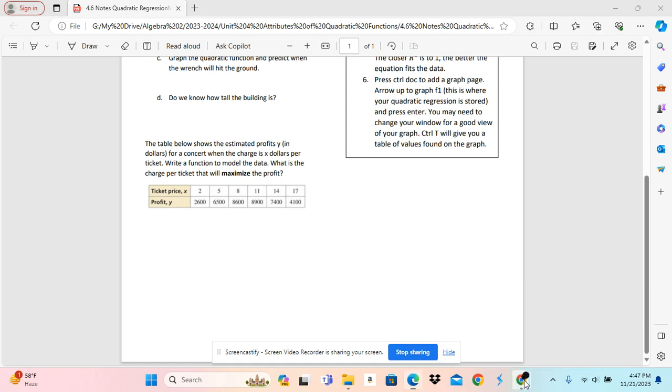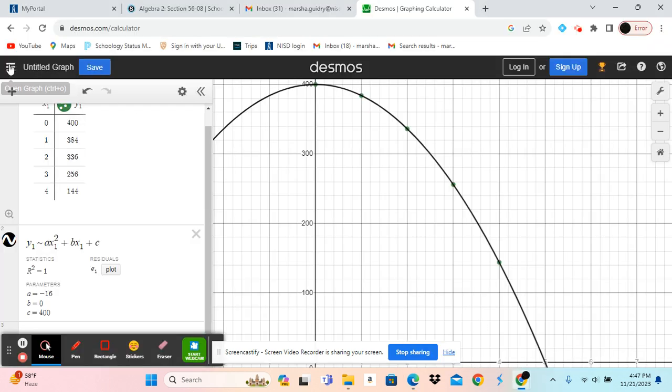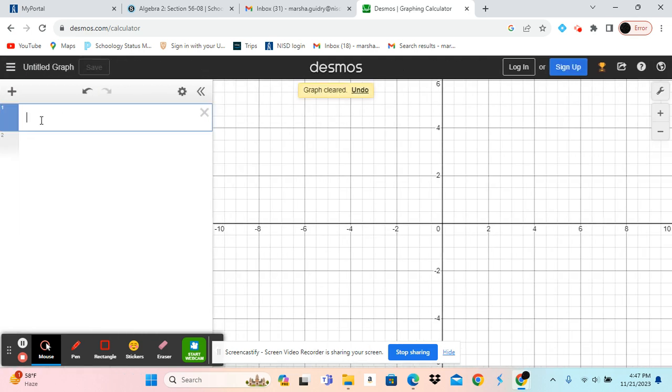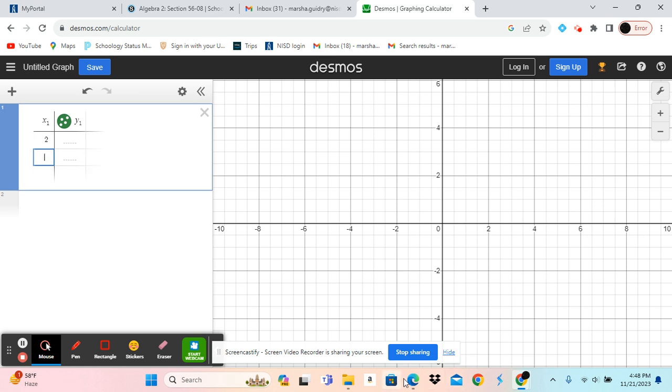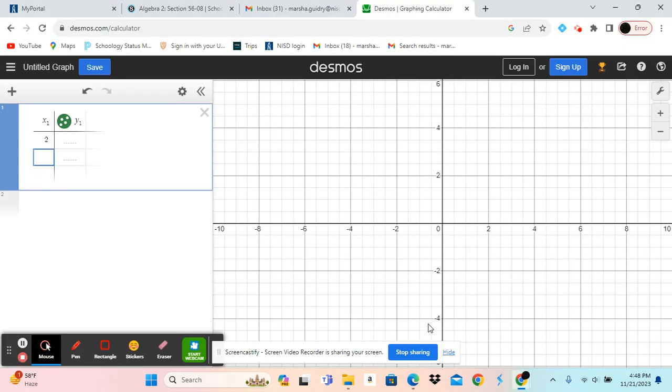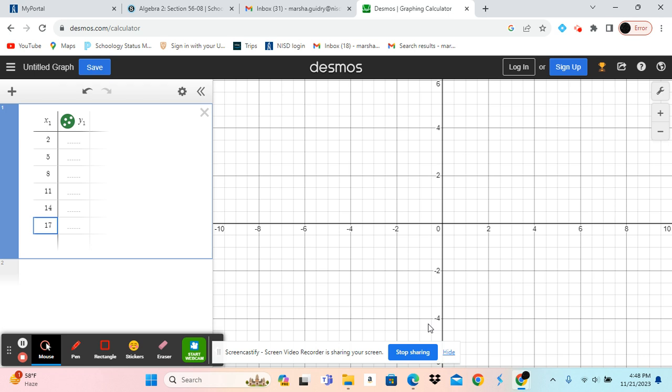So let's go back to Desmos. And I'm going to click the triple bars up here and just start a new graph. So plus sign, add a table, and 2 was the first amount of tickets we sold. What else did we sell? 5, 8, 11, 14, 17.